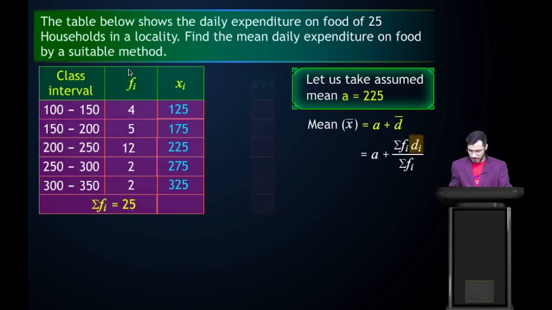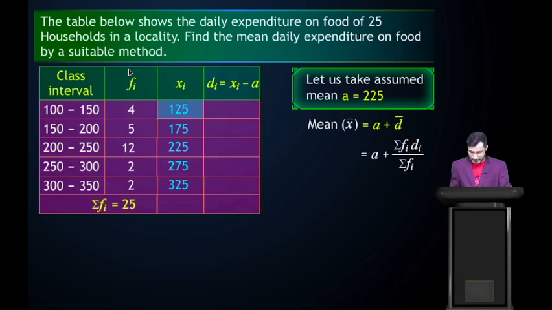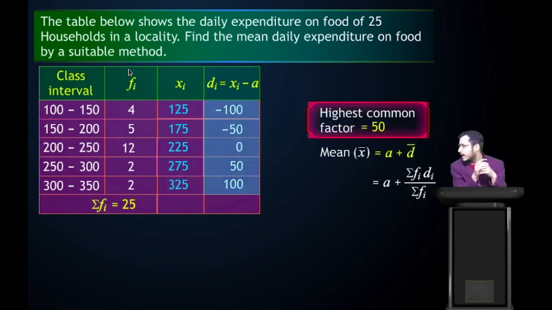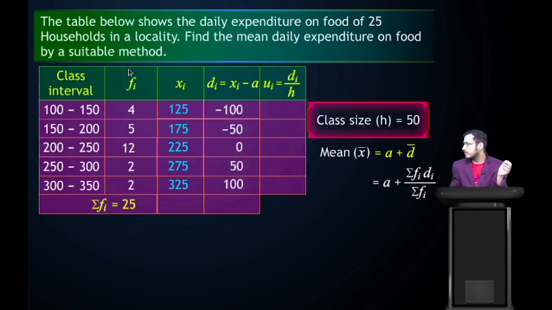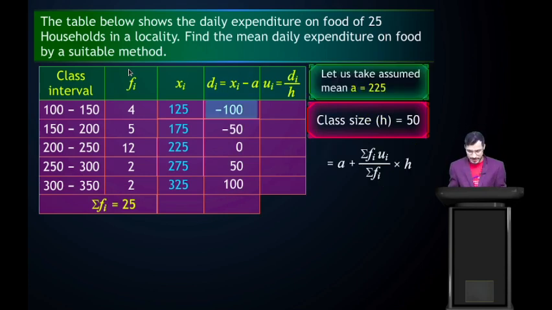Then first we find d, that is xi minus a. So here 125 minus 225, that is minus 100. In the next column, the highest common factor is 50 here, and the class size is also 50. So we divide d by h: minus 100 by 50, so we get minus 2, and minus 50 divided by 50, so we get minus 1. Then 100 by 50, so we get 2 here.